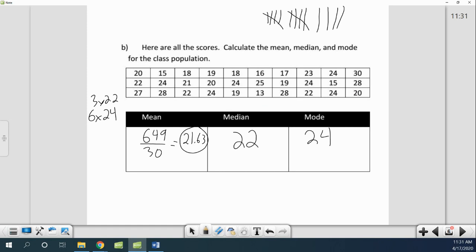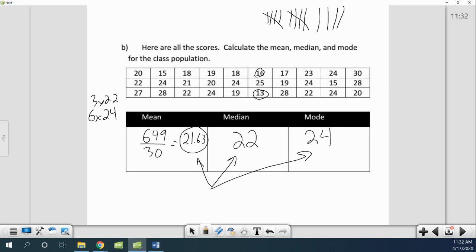So here we have 3 different measures of average. We have 3 different measures of the middle of this group. We've got a 21.63, a 22, and a 24. Which one's best? Which one do we use? Well, it depends on a lot of factors, right? I don't know if there's many outliers here. I mean, you've got a 13, somebody failed the test, and a 16.